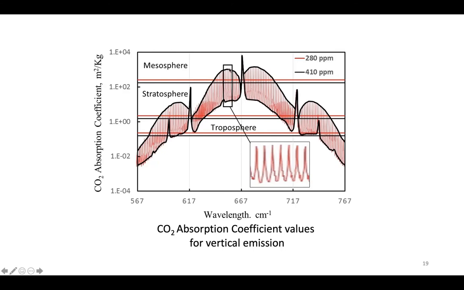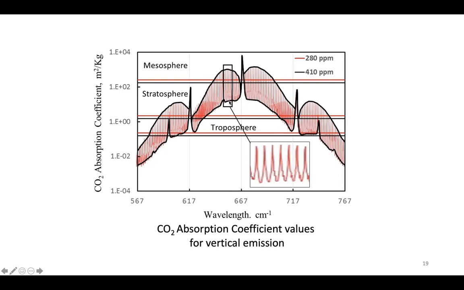So if we look at this region here, where the valleys are in the stratosphere, but the peaks are in the mesosphere, still the stratosphere will have the principal control over emission to space. Although a little bit of it will be coming from the mesosphere due to the peaks in the absorption spectrum.